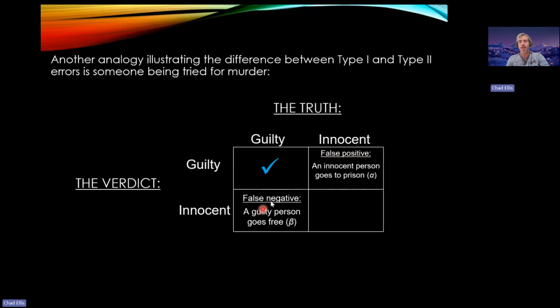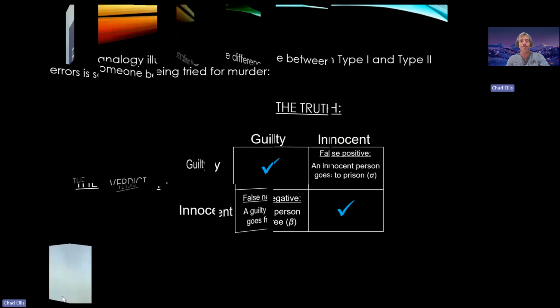Alternatively, if we actually have the person that is guilty and the verdict of the trial finds him innocent, then we're going to have a false negative. In that case, we have a guilty person in reality, but the trial is going to set them free. And then if we have an innocent person in reality that is found innocent by the trial, everything's good. No error is being committed.